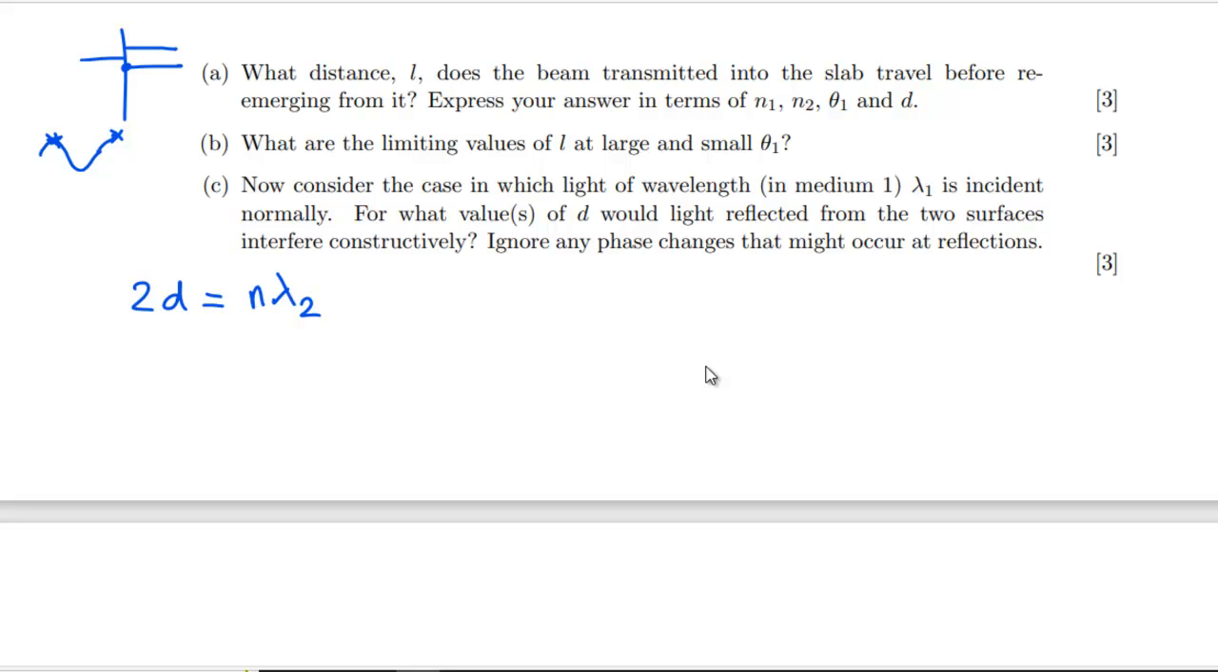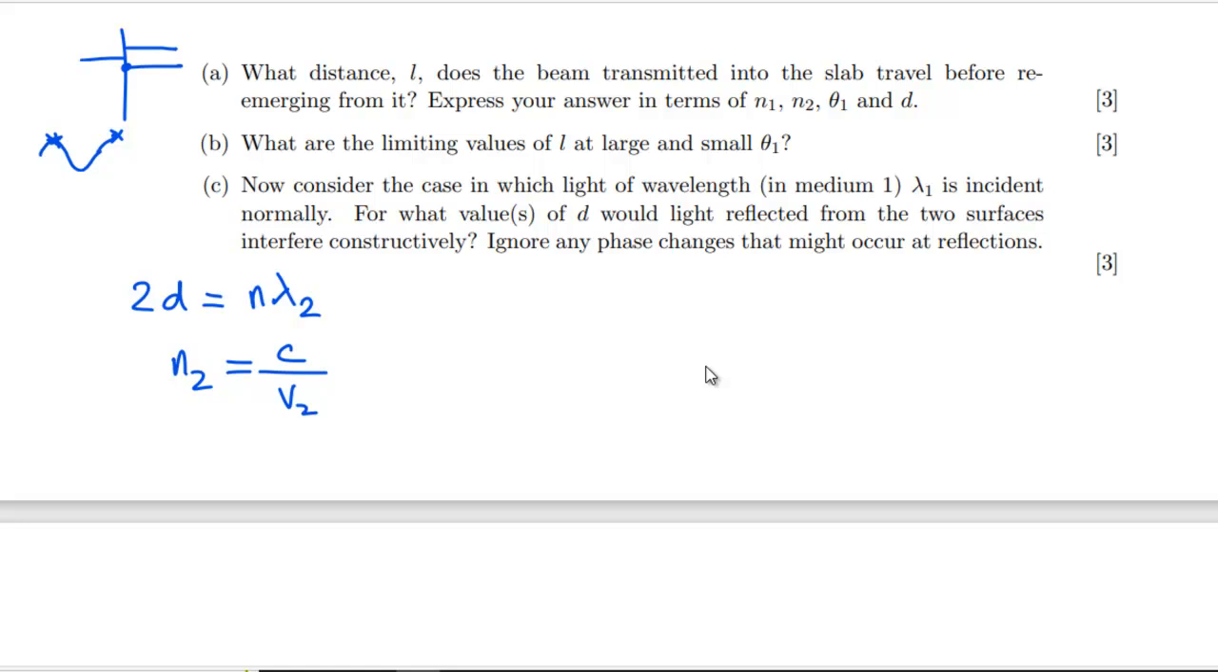But we need to get this in terms of lambda 1 and talk about how the wavelengths change. We don't normally talk about wavelength changes quite as much on this, but it's quite easy to flip around. The refractive index is a velocity ratio. So n2 is going to be the speed of light divided by the velocity inside medium 2. You know, that is what refractive index is.